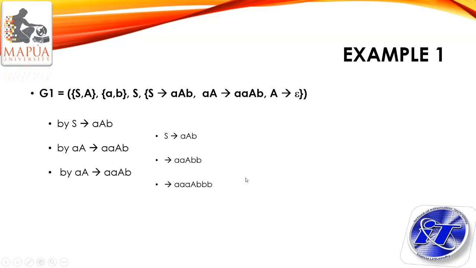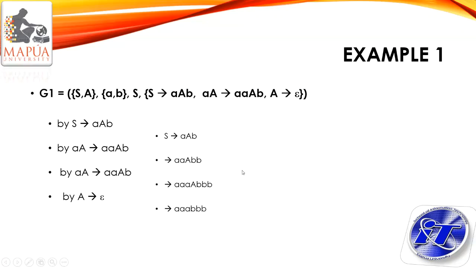Then we have the third rule, wherein A could yield an empty string. If we implement this rule, A could be removed from our string. Therefore, the string will be a a a b b b. This is an acceptable string of this grammar, and it is part of the language of this grammar.